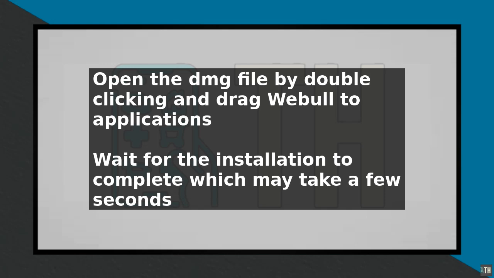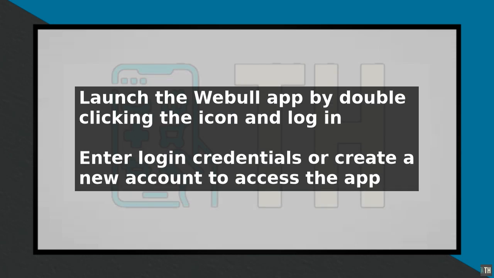After the installation is complete, you can find the Webull app in your Applications folder. Double-click on the Webull icon to launch the app. You will be prompted to log in or create a new account. If you already have a Webull account, enter your login credentials to access the app. If you do not have an account, click on the Sign Up button to create a new one. Once you have logged in, you can start using the Webull app to trade stocks, options, and other financial instruments.